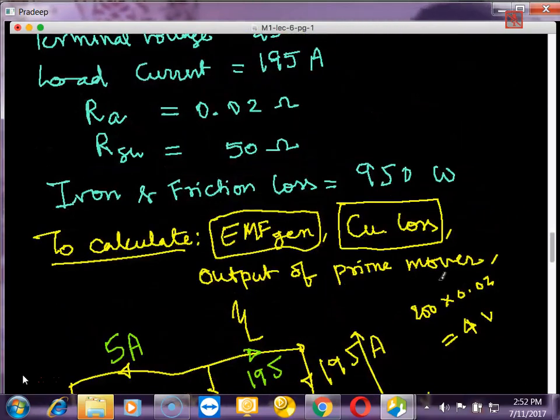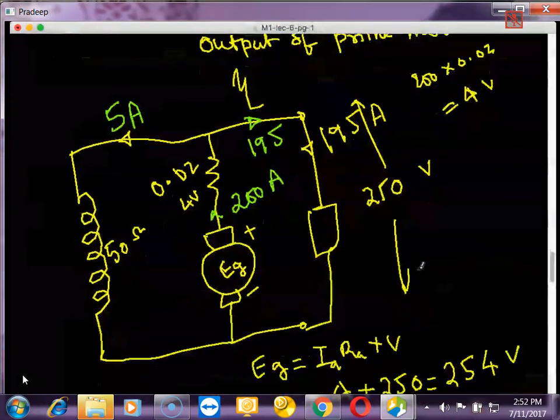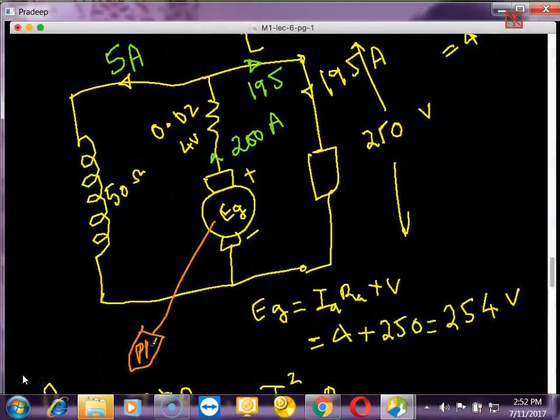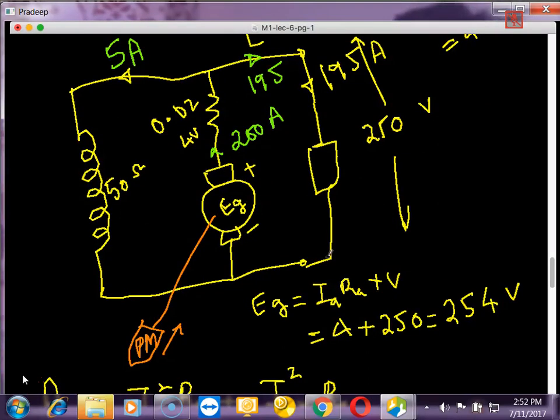Next, what we have to find is the output of the prime mover, which is nothing but input to the machine. So where is the prime mover? If I draw the diagram, the prime mover is here, PM. What is the output of the prime mover? You see what is the energy being converted? EG IA. So power developed is EG IA. Now let me make a diagram. This diagram which I made before will be useful. So we have mechanical power, we have developed power, and we have output power.